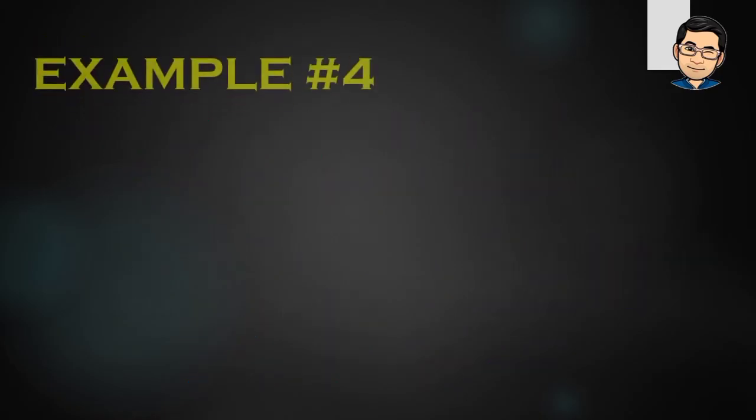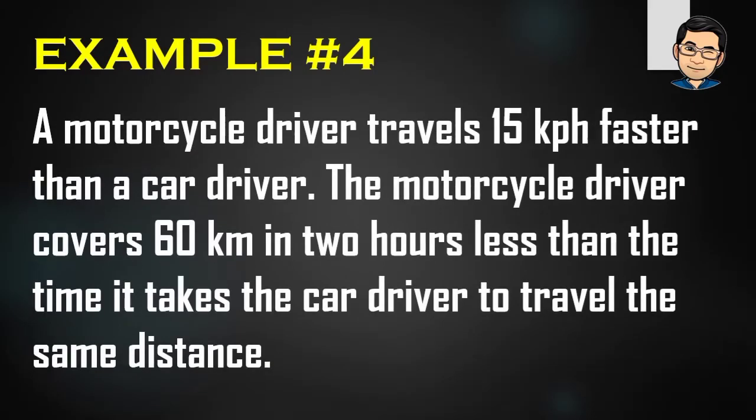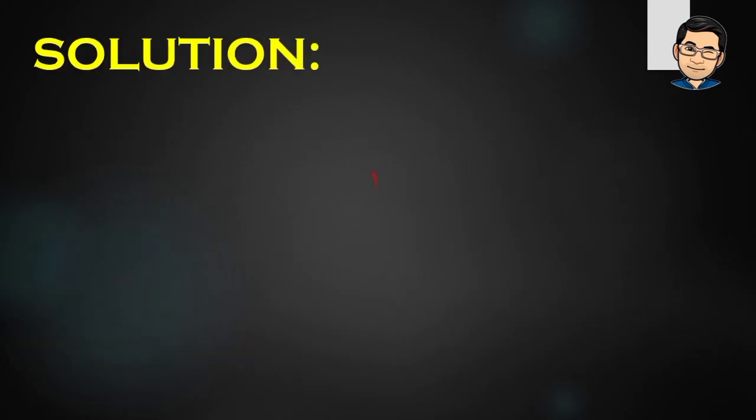So let's have example number 4. A motorcycle driver travels 15 km per hour faster than a car driver. The motorcycle driver covers 60 km in 2 hours, less than the time it takes the car driver to travel the same distance. So para sa solution natin, gagamitin natin yung formula for speed, which is S equals D over T, where D stands for the distance traveled and then T stands for time. So and then, ima-manipulate natin siya para makuha natin yung time equation na T equals D over S.